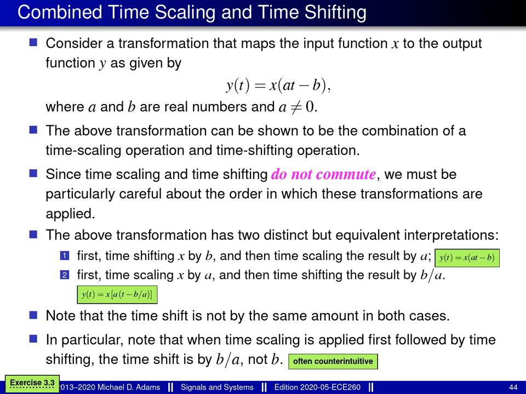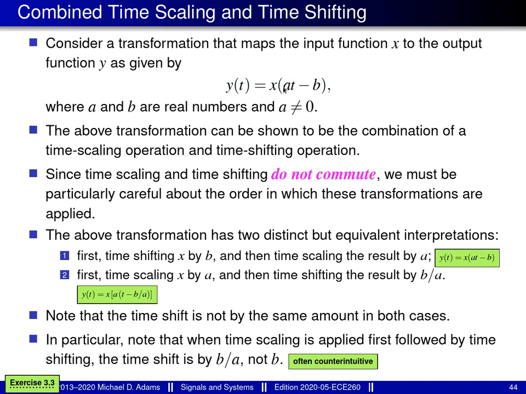The last type of independent variable transformation that I need to introduce is essentially a composition or combination of time scaling and time shifting. So with this particular type of transformation, it maps the function x to the function y, where the relationship between them is given by this equation here. So effectively what we're doing is we're taking the independent variable, which in this case is t, and we're replacing it by at minus b, where a and b are real numbers and a is not equal to 0.